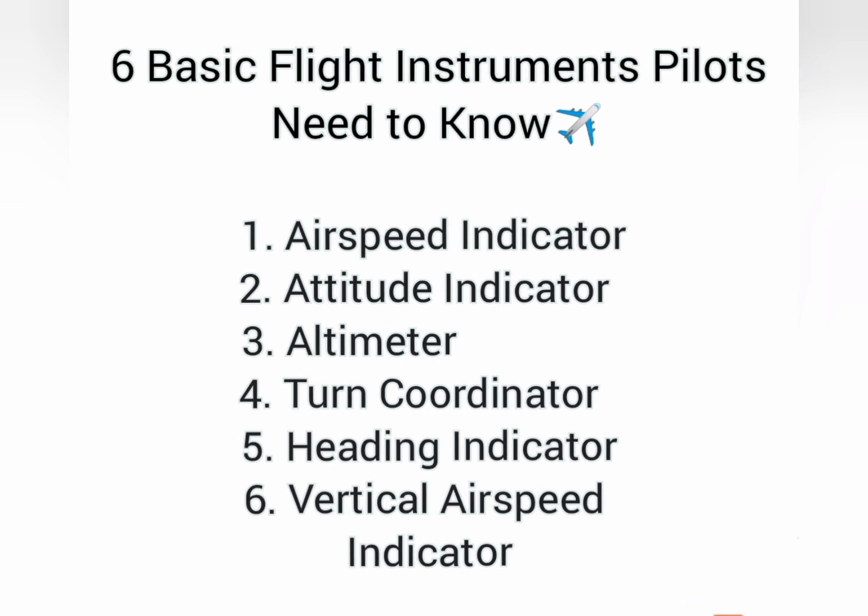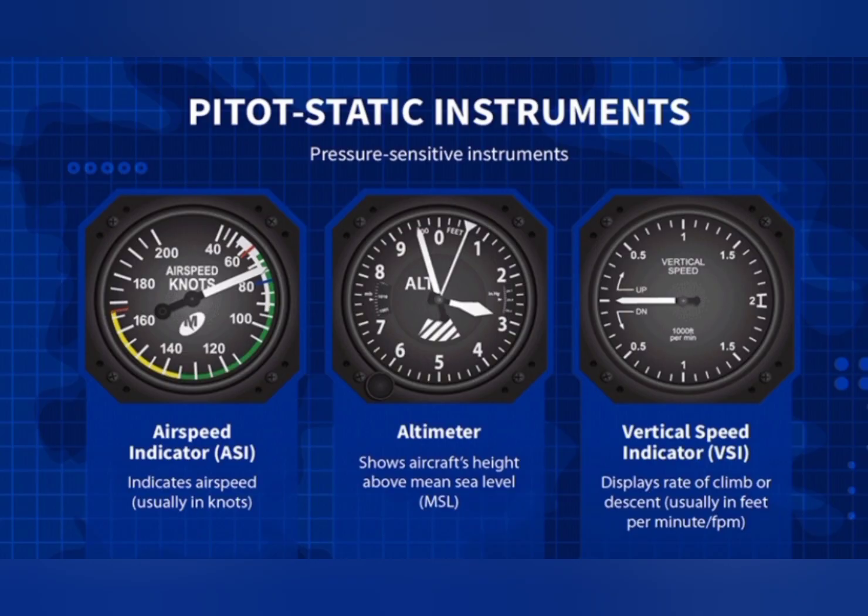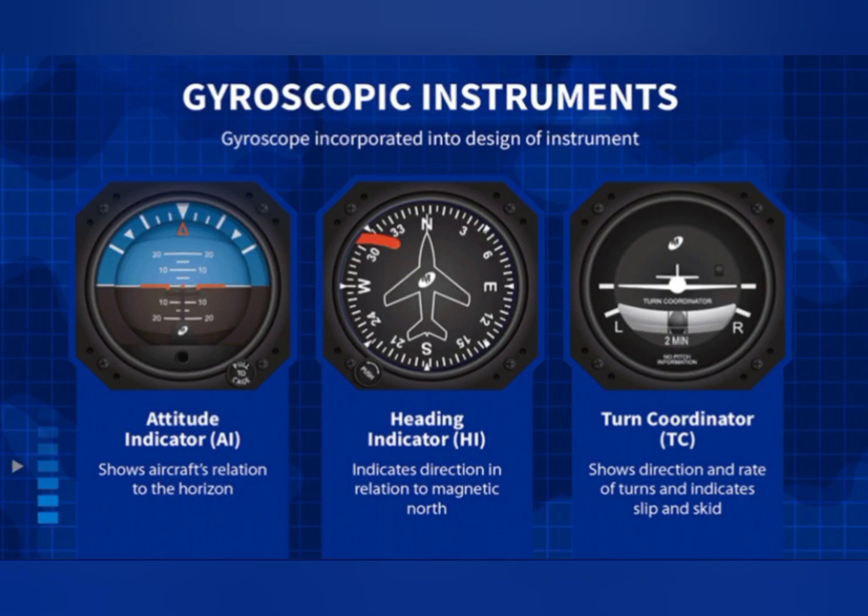These six basic flight instruments are the main source of cockpit flight information for pilots: airspeed indicator, attitude indicator, altimeter, turn coordinator, heading indicator, and vertical speed indicator. These instruments are further divided into two categories: pitot-static instruments and gyroscopic instruments. Pitot-static instruments are the airspeed indicator, altimeter, and vertical speed indicator, and gyroscopic instruments are the attitude indicator, turn coordinator, and heading indicator.